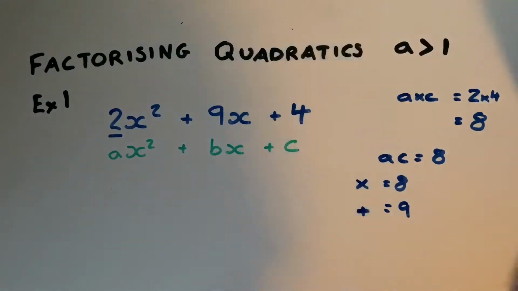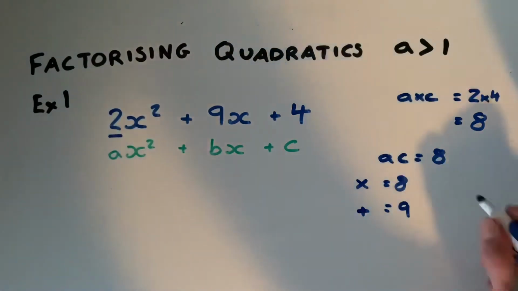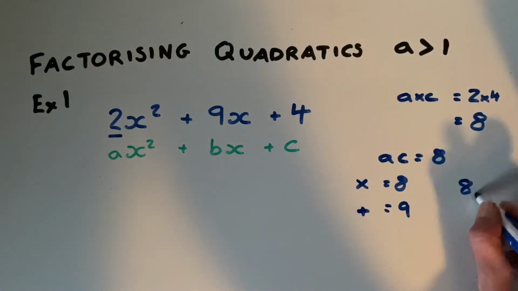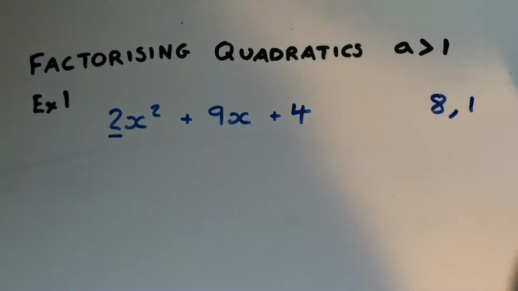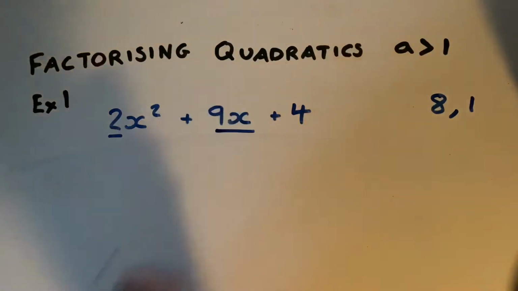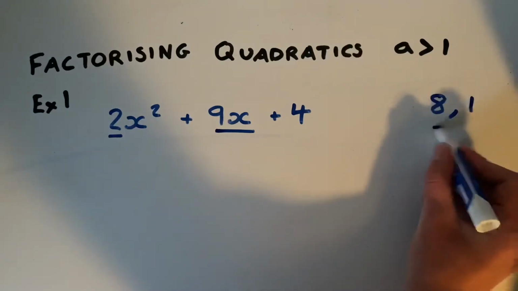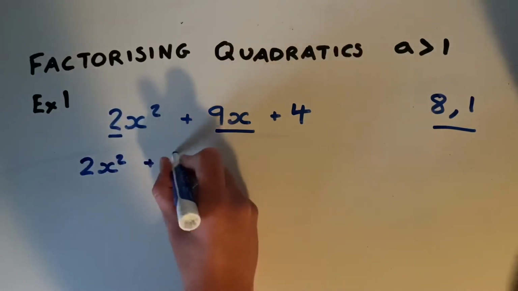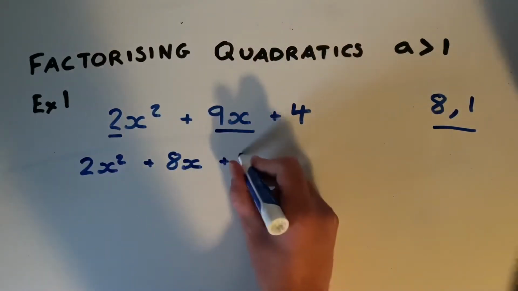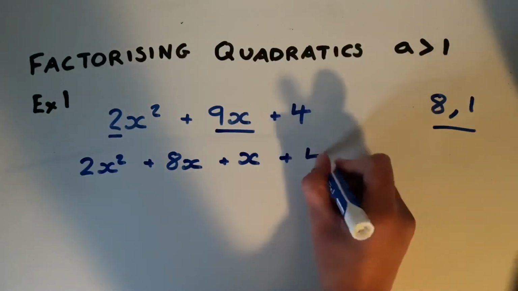So we can have a think what two numbers multiply to give us 8, but add to give us 9. Nice and simple. Hopefully we all got in the class 8 and 1. Now that's really crucial here. So just allow me to clear up the whiteboard. There we go. We now have a bit more room to do our working out. So what we're going to do is split our 9x here into the 2 that we got here. So if I rewrite this again, we'll get 2x squared plus 8x plus x plus 4.